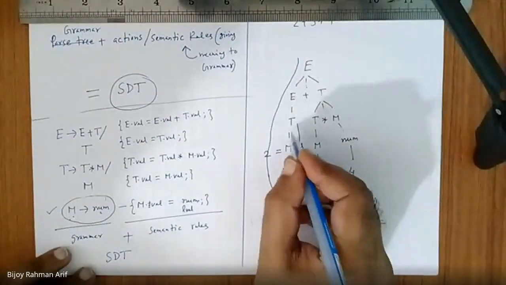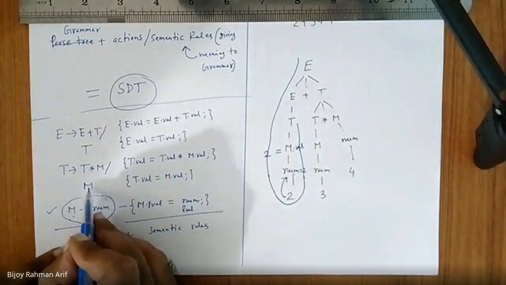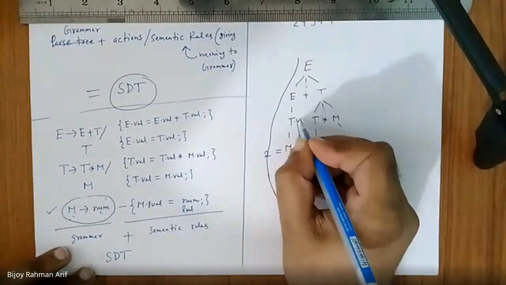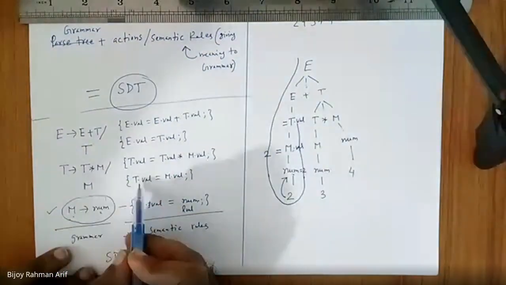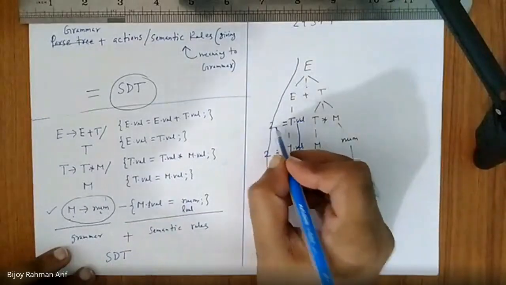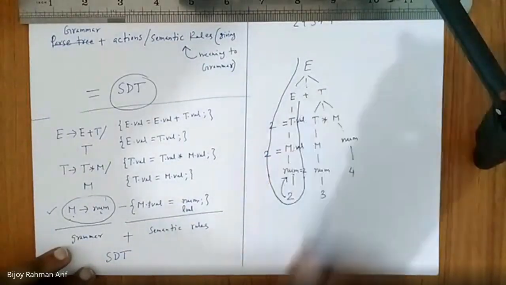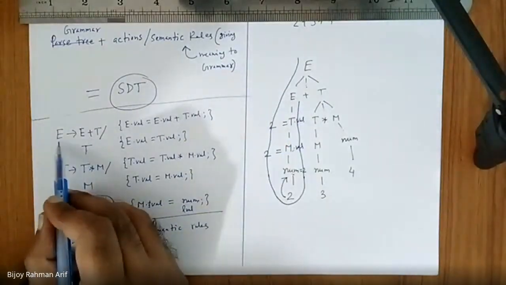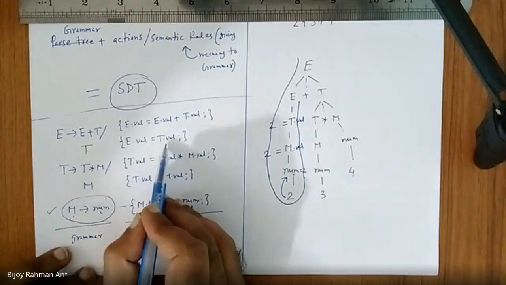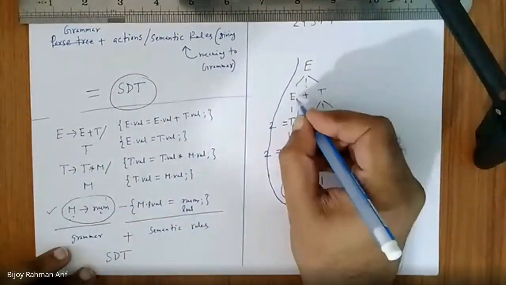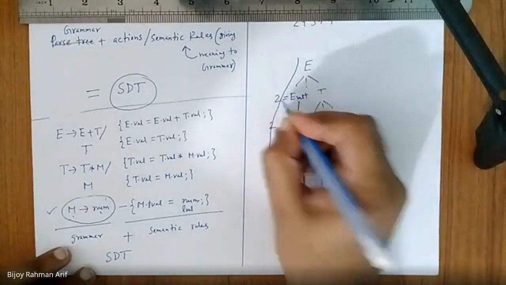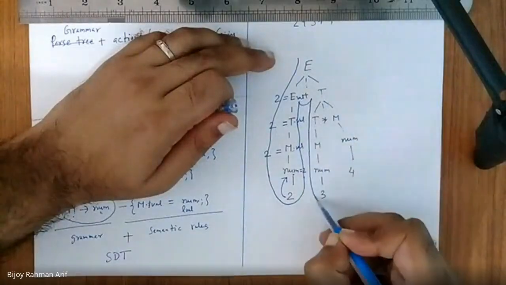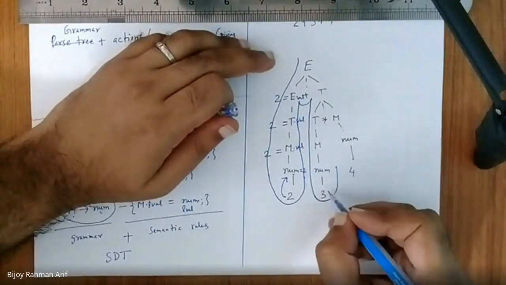Then we continue. This M is reduced to T. So the associated action is T dot val becomes M dot val, so T dot val would become 2. We continue. Then T reduces to E. What is the action? E dot val is assigned T dot val, so E dot val becomes 2. Now plus is not a reduction. We continue again. Now we get 3.